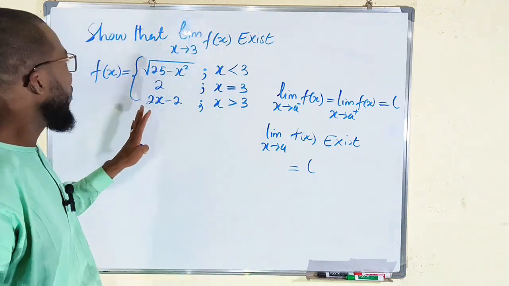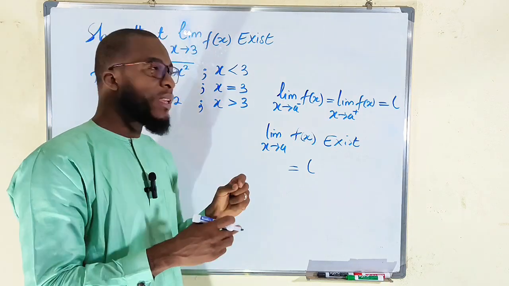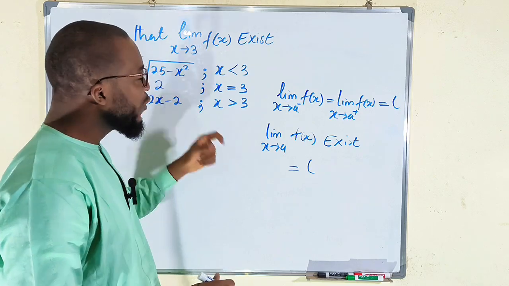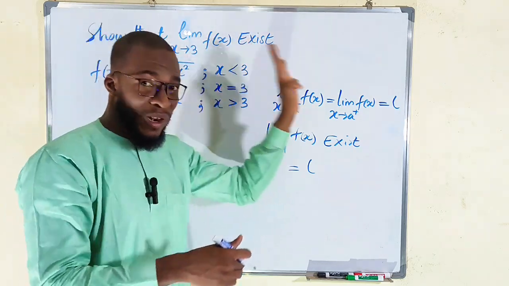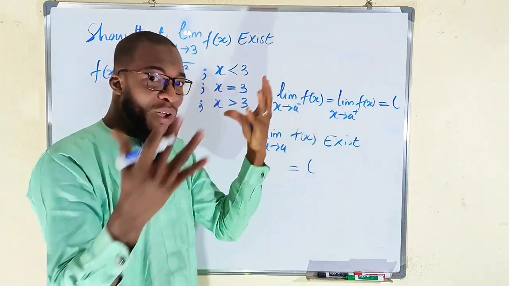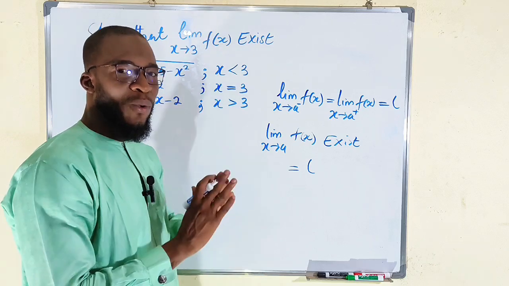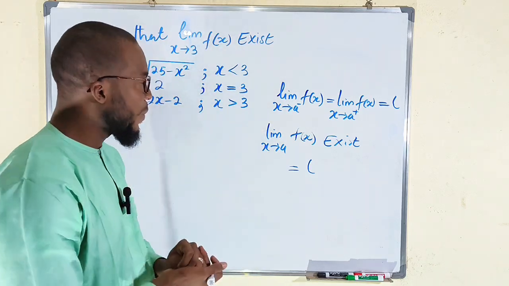So if you are asked to prove something as x approaches 3, you should evaluate the limit as x approaches 3 from the left hand side. Also evaluate it as x approaches 3 from the right hand side. If the two values are the same, then the limit as x approaches 3 also exists. Otherwise, it does not exist.